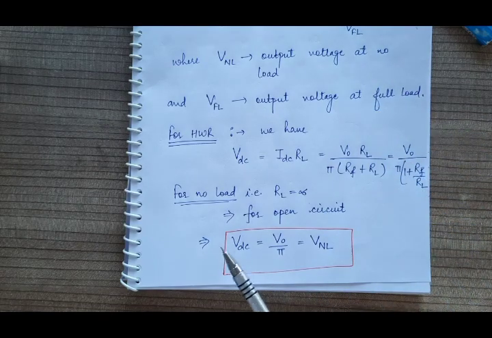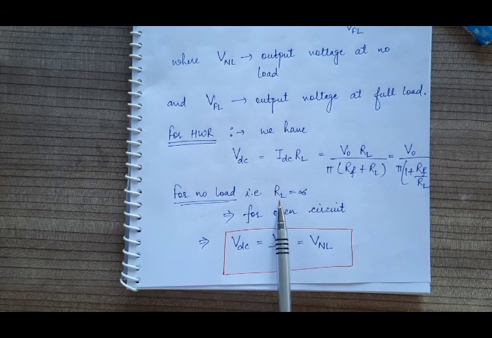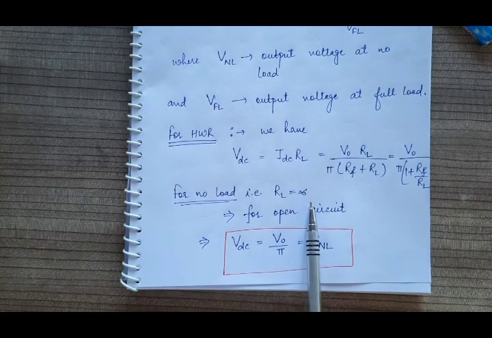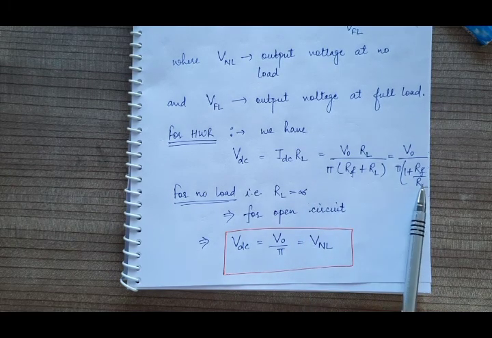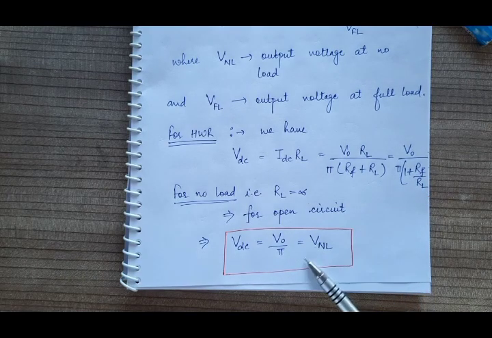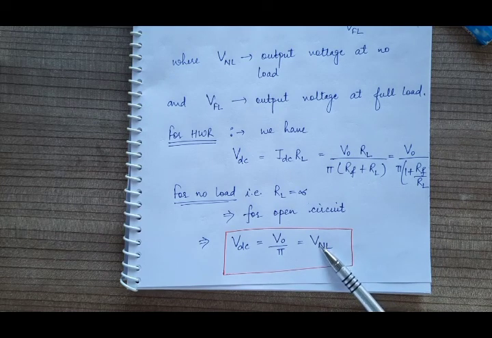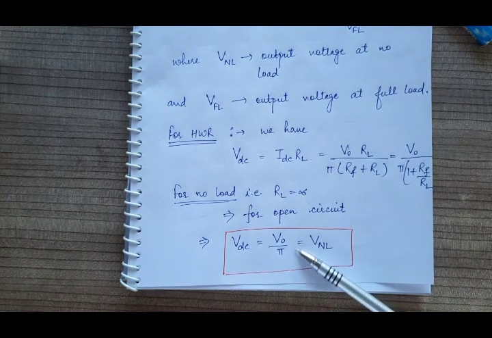The voltage at no load, during no load condition, it means our output side is open circuit, means RL, load resistance, it is infinite. The output terminals are open. So in that case, if RL is infinite, then RF by infinity will be 0. So we have VDC is equal to V0 by pi. So this is the output voltage during no load. So this is VNL. So we have calculated output voltage at no load and it comes out to be V0 by pi. Now we will calculate voltage at full load.